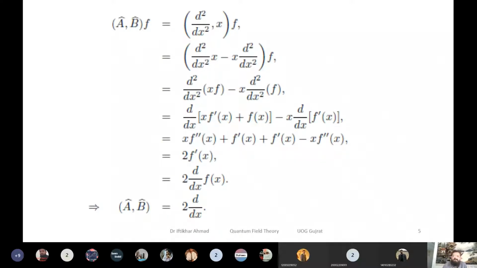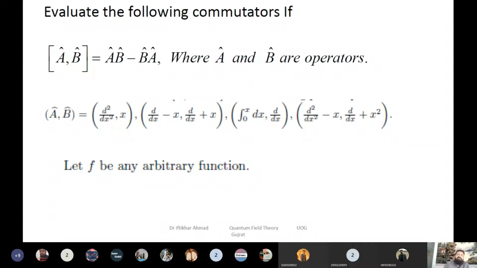So on both sides you get the commutator [A,B] equal to 2 d over dx. Finally, you get the value of the operator as 2 d over dx. I gave you one example here, and in the same way you can apply it on the second, third and fourth.